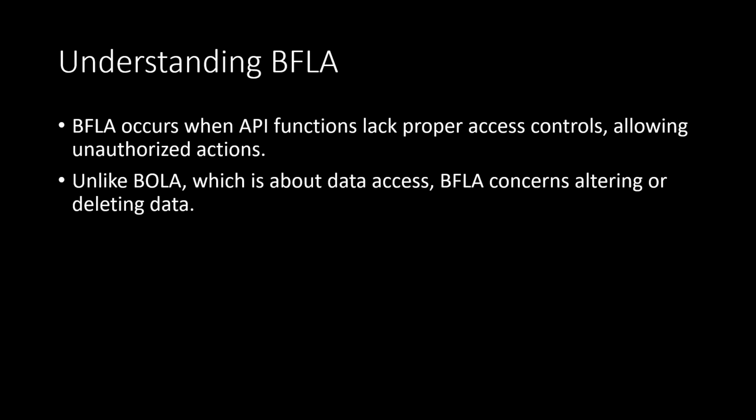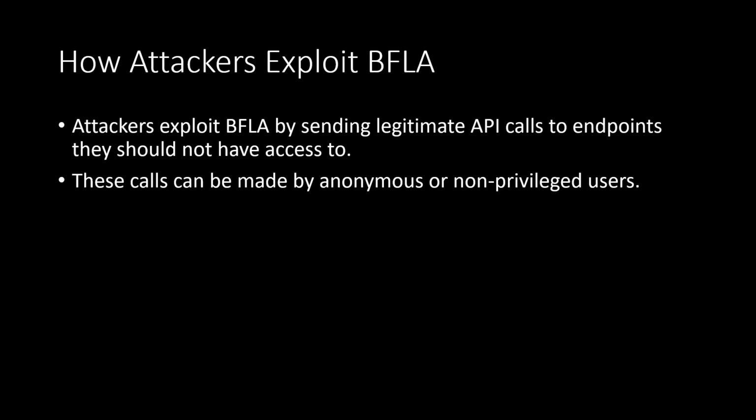BFLA, or broken function level authorization, occurs when API functions lack proper access controls, allowing unauthorized users to perform actions they shouldn't. While BOLA focuses on data access, BFLA is about the ability to alter or delete data. Attackers exploit BFLA by sending legitimate API calls to endpoints they shouldn't have access to. These calls can be made by anonymous users or users with lower privileges, making it easy to exploit exposed endpoints.